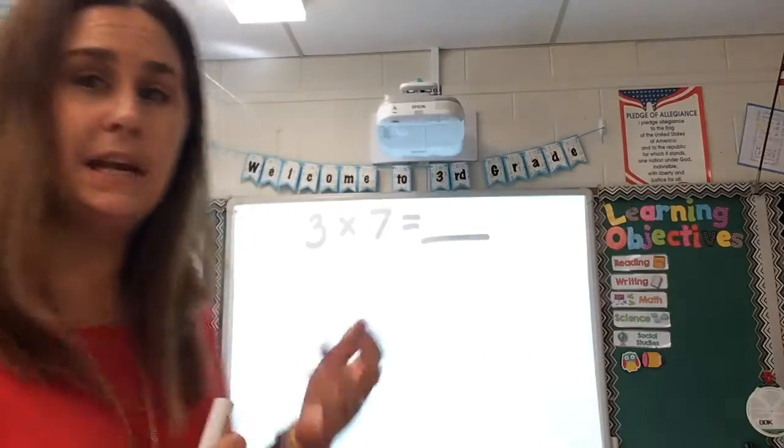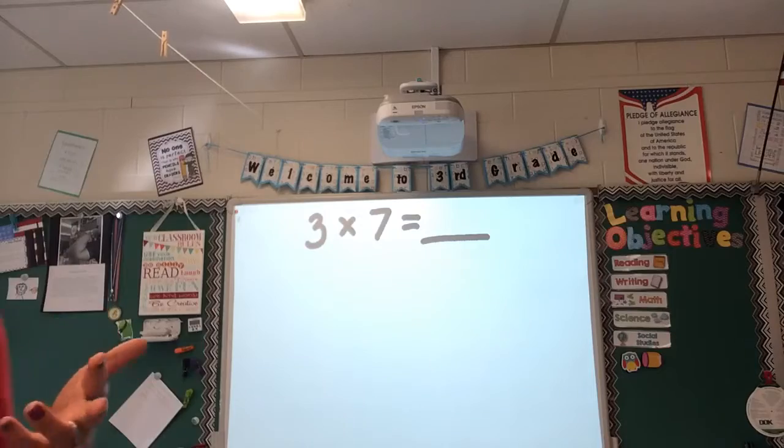So again, as you can see here, it's going to be 3 times 7. We need to solve this, and as I say in class, you may know this off the top of your head, you may not, and that's okay. Even if we don't know the answer right away, we're still going to solve it. Remember, there are 3 different strategies we can use to solve this problem. The first would be to skip count. You can use repeated addition, or you can draw a picture.